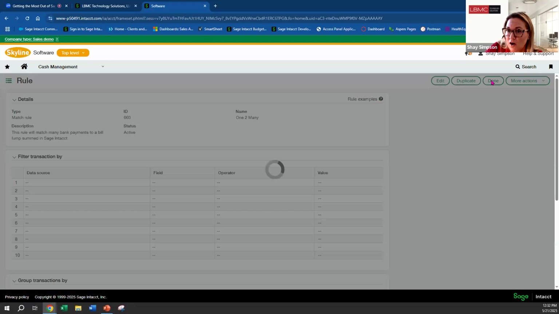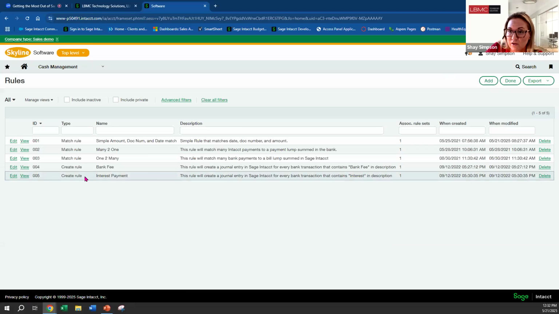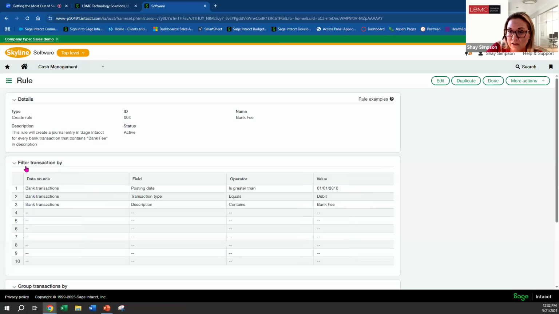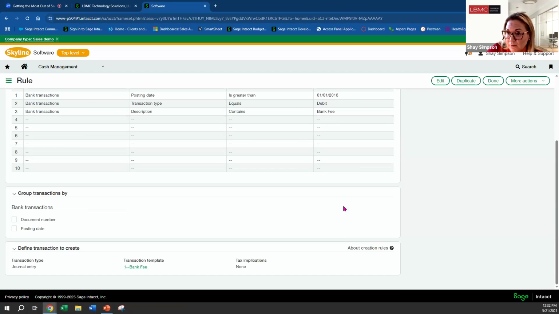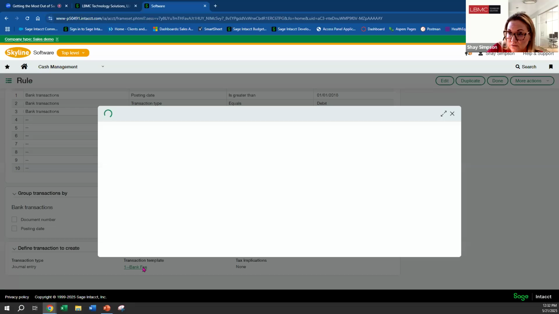All right. So same thing with our creation rules. If I look at my creation rule, I want to say, when do I want this to start? I want a posting date greater than 1/1 of 2018. So I've had this one out there for quite a while. Within my banking transaction, I want the transaction type to equal debit. Then in the description, if it contains bank fee, that's what I want it to look for. Then from there, I want it to create a journal.